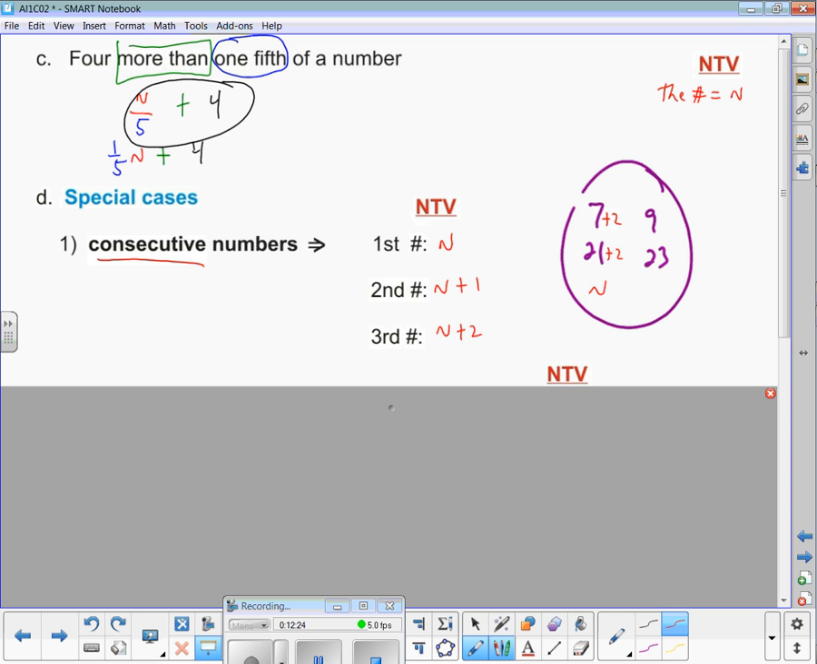All right. So you're always going to name your variables that way if you have consecutive numbers. If you only have 2, it'll be n and n plus 1. If you have 3, it'll be n and n plus 1 and n plus 2. What if you had a fourth one? N plus 3, etc., etc., etc.